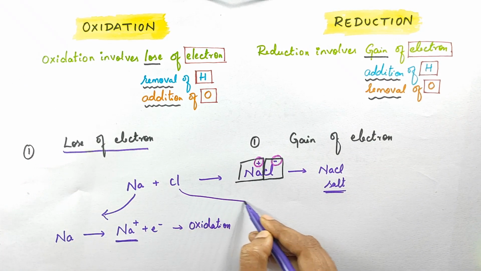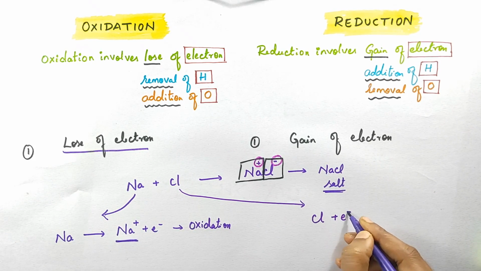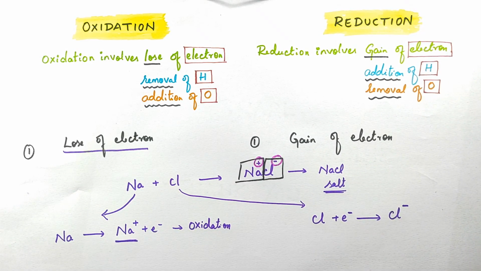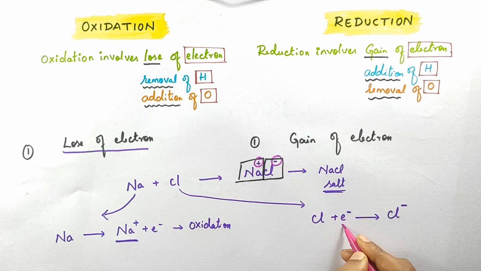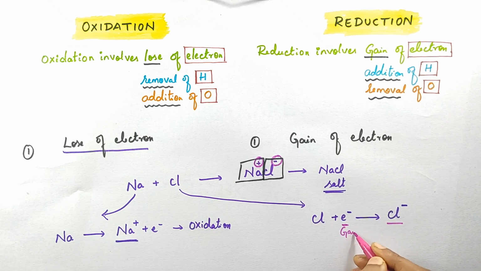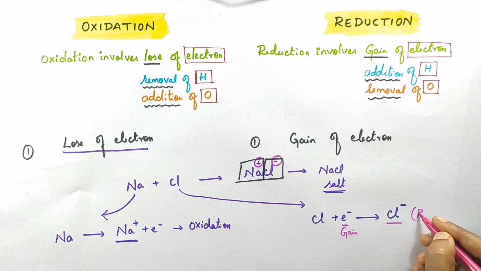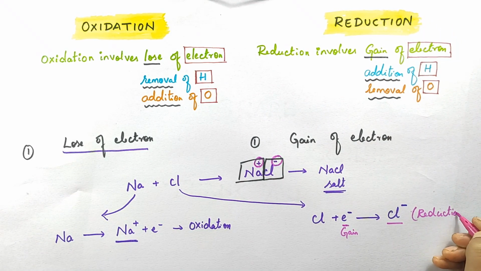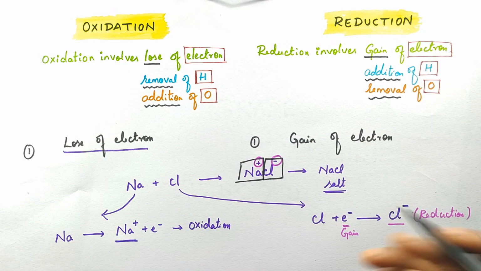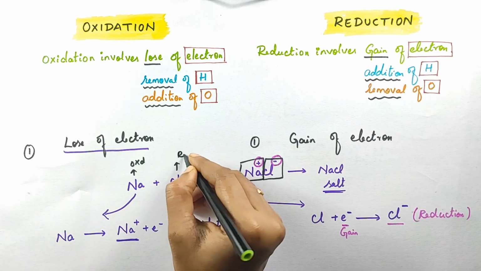Next, chlorine. This chlorine gains one electron to form a chloride ion. Gain of electron means reduction. It's showing the reduction process. So sodium is showing oxidation, and chlorine reduction.